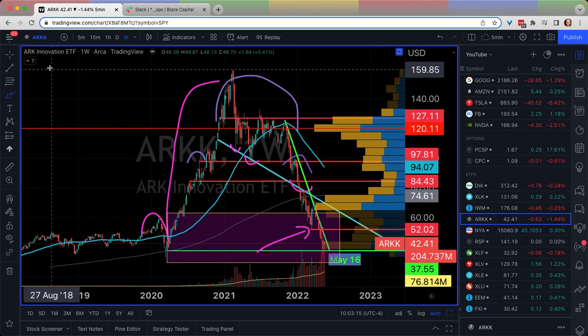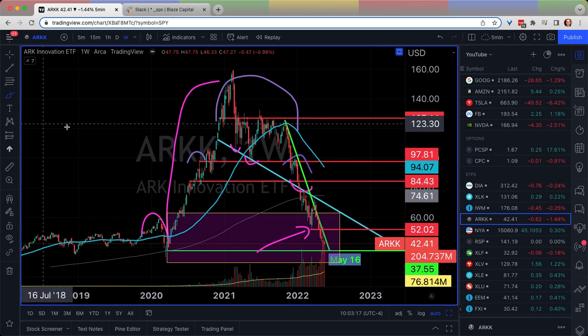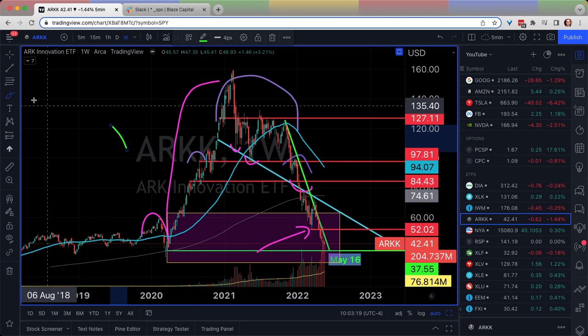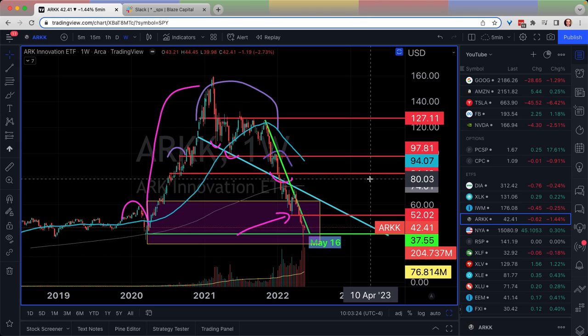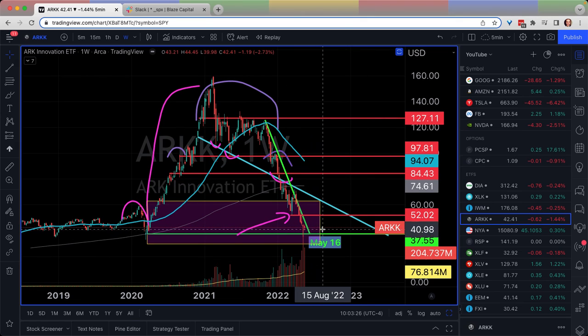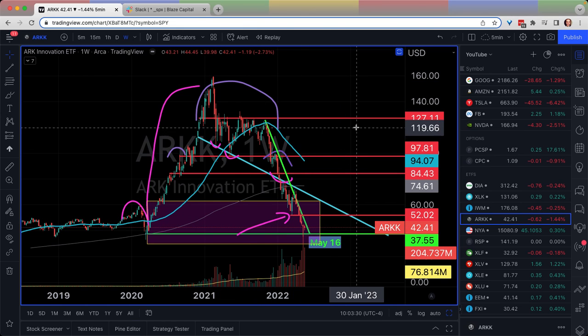Looking at ARK, let's hide the volume profile. This chart is already busy enough. We have now bounced off the area for the psychology chart we were looking at. And the big question now is, are we going to actually break bull? We have a tight inside bar, and for the dead cat bounce, we could go as high as roughly 52. Pattern is now complete for the psychology chart as well.